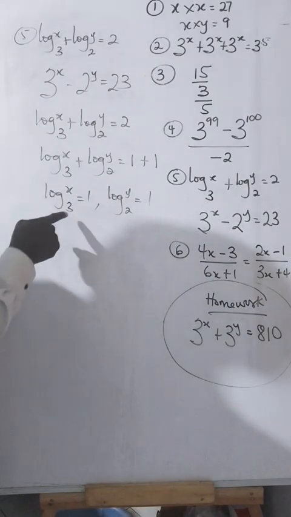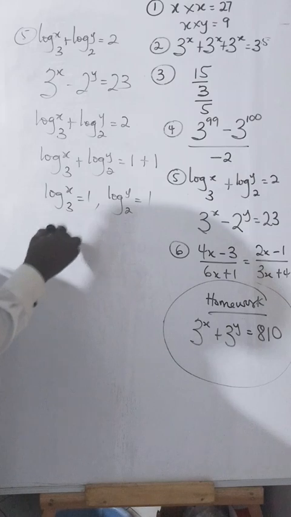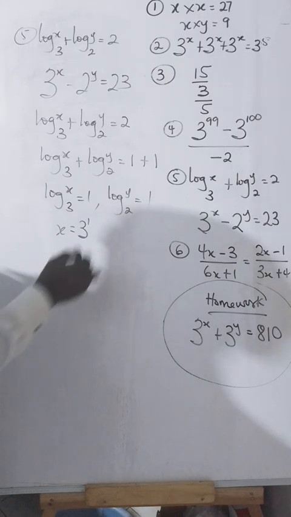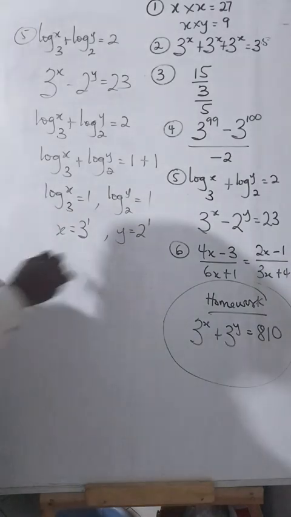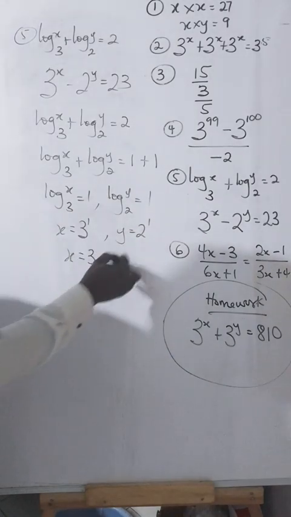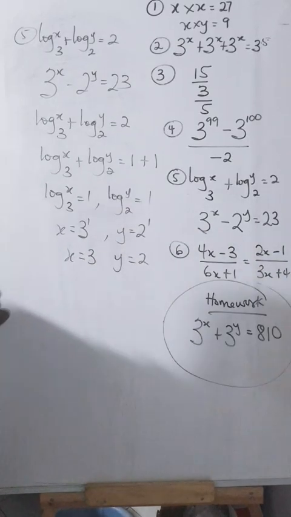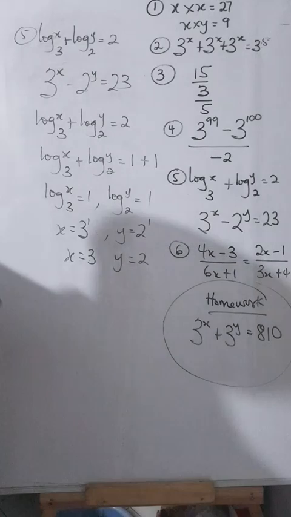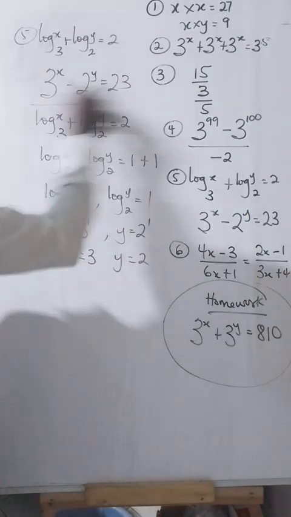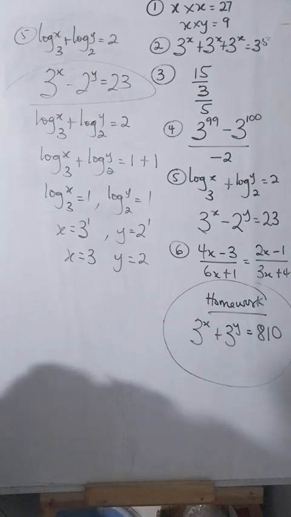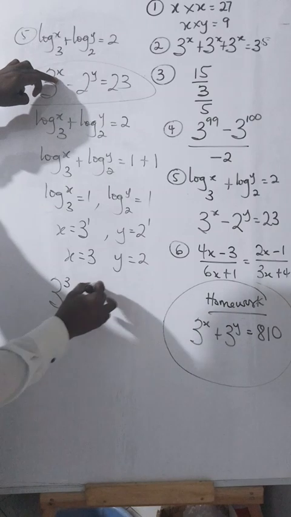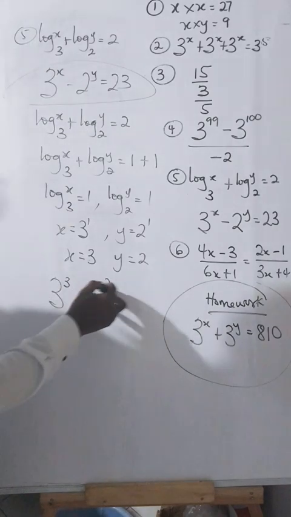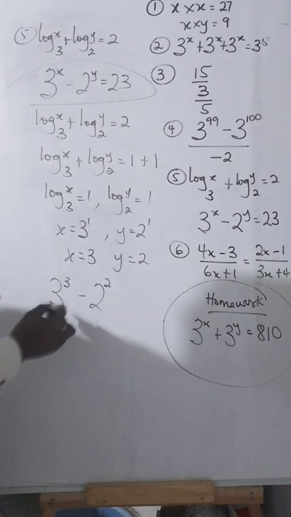Right, so here x is equal to 3 and y is equal to what? 2. That's 3 exponent 1 is 3. 2 exponent 1 is what? 2. If you put it into this, you get the answer to be correct. That is 3 exponent 3 minus 2 exponent y, which is 2, should give us 23. So 3 exponent 3, that is 27. And this 4, giving us 23. Meaning that our workings are correct. Right, our workings are perfectly correct.